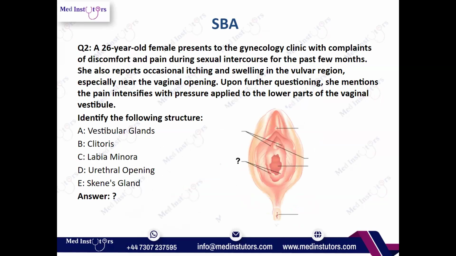Let me read the question. A 26-year-old female presents to the gynecology clinic with complaints of discomfort and pain during sexual intercourse for the past few months. She also reports occasional itching and swelling in the vulvar region, especially near the vaginal opening. Upon further questioning, she mentions the pain intensifies with pressure applied to the lower parts of the vaginal vestibule. So, given the diagram, identify the following structure.